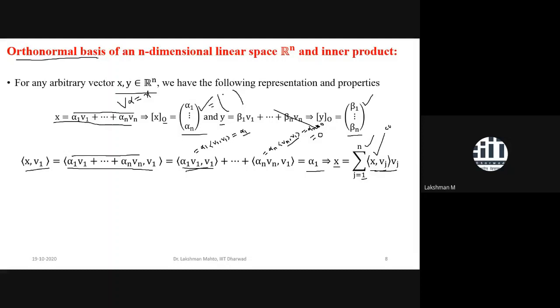That means alpha 1 is the inner product of x with v1. Alpha 2 is the inner product of x with v2. Likewise, alpha n is the inner product of x with vn. So it is all about finding the inner product with respect to the orthonormal basis elements. This is the idea. It looks very simple, and you can easily get the coordinates of x with respect to an orthonormal basis.